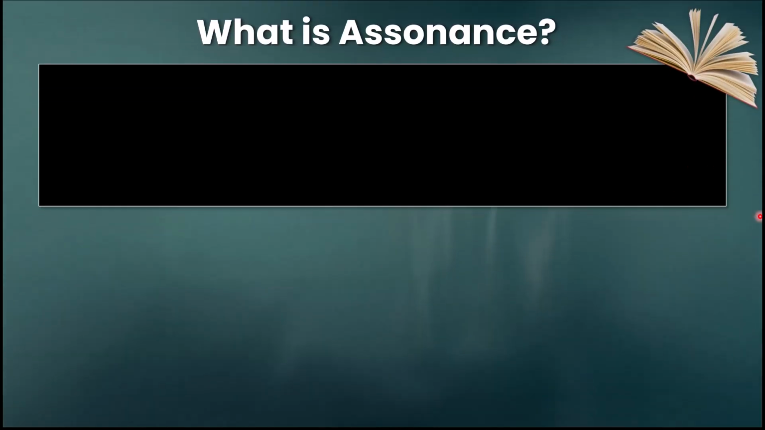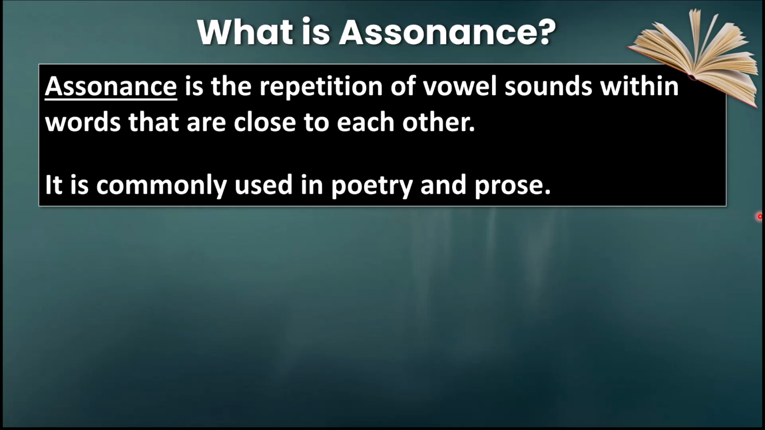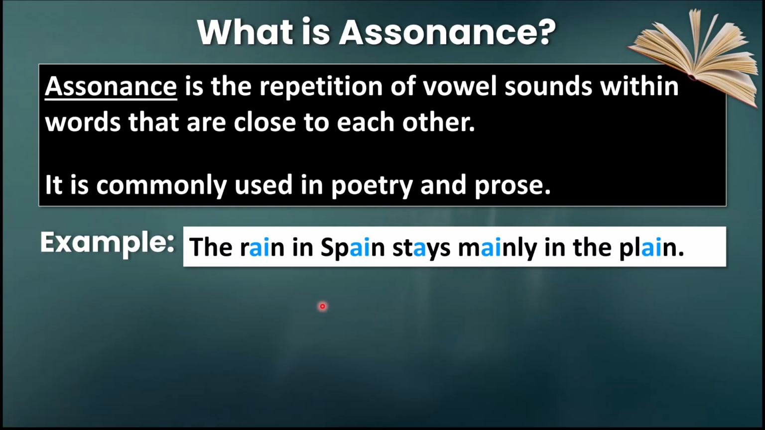Now let's talk about assonance. Assonance is the repetition of vowel sounds within words that are close to each other. It's commonly used in poetry and prose. Here's a common example. The rain in Spain stays mainly in the plain. You can notice in this sentence, we have the long A sound. Rain, Spain, stays, mainly, plain.